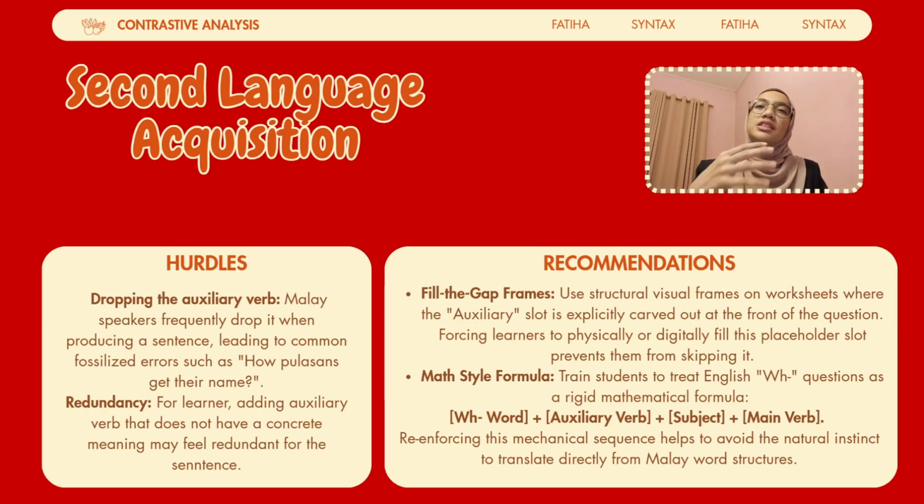nama Pulasan. So the concept of adding an extra or artificial helper verb that carries no concrete meaning feels entirely redundant to a learner. As a result, some Malay speakers frequently drop the auxiliary verb entirely when they produce an English sentence, leading to a common fossilized error such as how Pulasans get their name instead of how did Pulasans get their name. So our recommendations to overcome these issues, we have two.